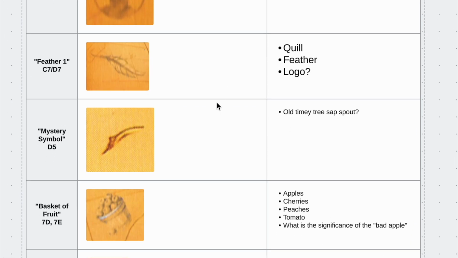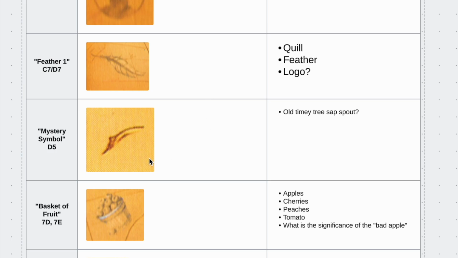Next, we have what I like to call feather 1, which is the squiggly feather. Is it a quill? Is it a hawk feather? I seem to think that there is a logo that has a feather just like this in it, but I cannot find it anywhere. So if you know which logo I'm talking about, please reach out, let me know, because I feel like I'm going insane.